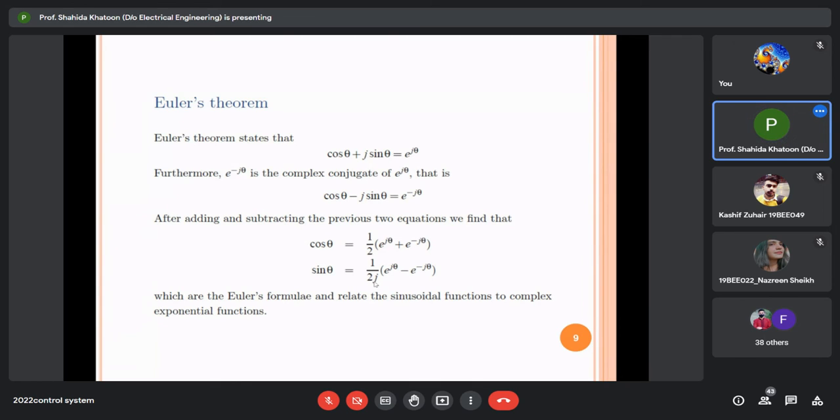After adding and subtracting these two equations, we find that cos theta is (e to the power j theta plus e to the power minus j theta) upon 2, and sin theta is (e to the power j theta minus e to the power minus j theta) upon 2j. These are Euler's formulas to relate sinusoidal functions to complex exponential functions. I want you to note down these equations. These are very fundamental theorems, and you must be familiar with them.